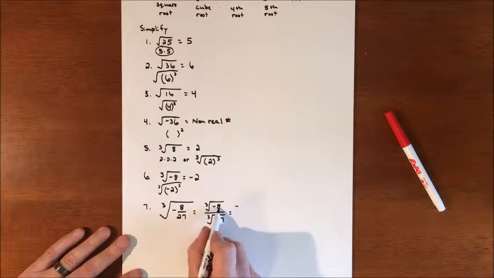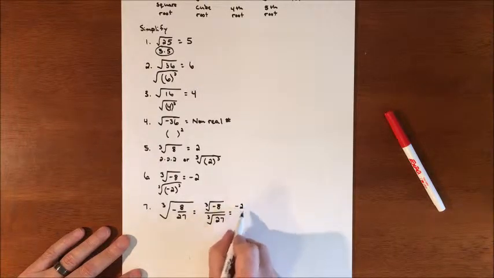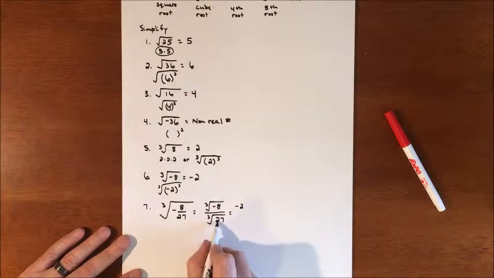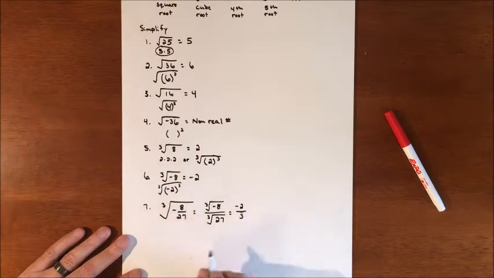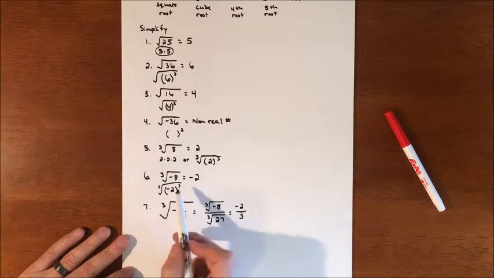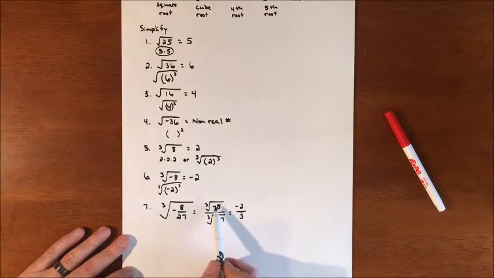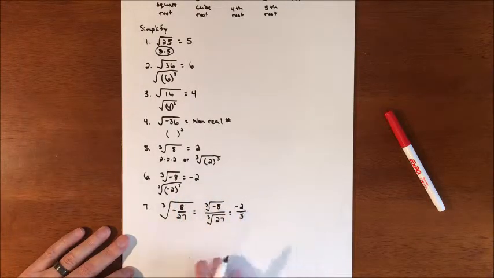And then what times what times what gets you 8? 2. And then here, it's what times what times what gets you 27, and that turns out to be 3. So fractions are basically just two problems in one. Break them up individually, and then you can rewrite your fraction.